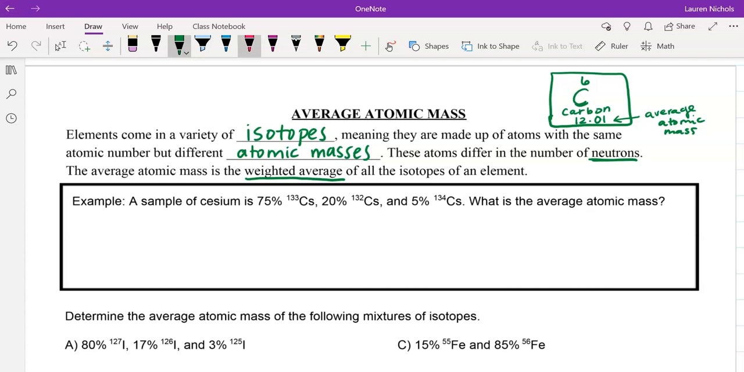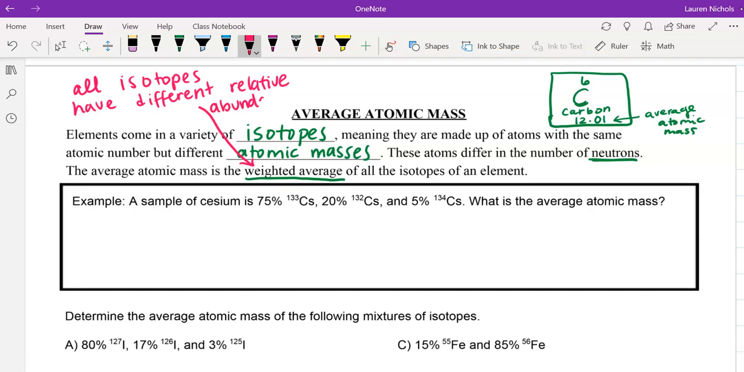Now, the reason why we say it is a weighted average is because all isotopes have different relative abundance. I'm just struggling with spelling isotopes right here. Let's try that again. Isotopes have different relative abundance, and that relative abundance is really important. This is basically how common that isotope is in the world.